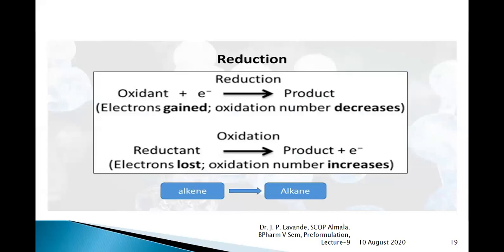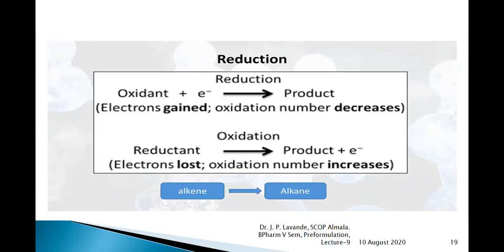So as we saw, oxidation is the process that occurs because of the loss of electrons, and that leads to an increase in the oxidation number. In the same way, if you want to study reduction, reduction is the gain of electrons. So the addition of a hydrogen atom is said to be reduction. The gain of electrons is said to be reduction.